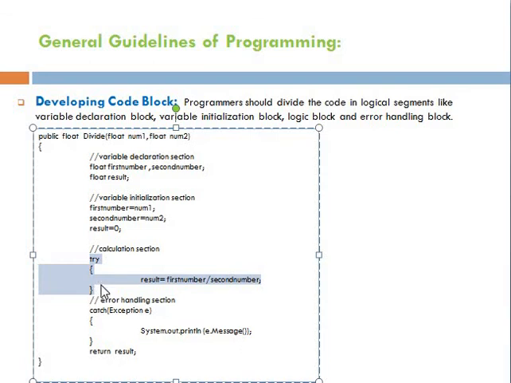So depending upon the type of error which is encountered in this try block by the compiler, the catch block shall handle that error or the exception and display a suitable message to the user. And this is how this error handling block takes place using try and catch.